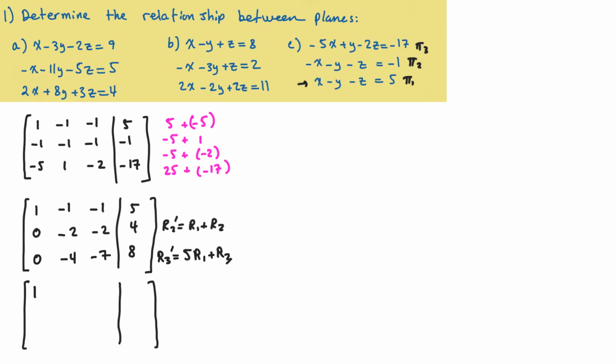Okay, this is good. I'm going to do my next step, 1, -1, -1, 5. For the next one, for row 2, I'm just going to reduce it a little bit so that I have easier values to deal with at the end. And divide everything by -2. So I will have 0, -2 divided by -2 is +1, +1, and 4 divided by -2 is -2.